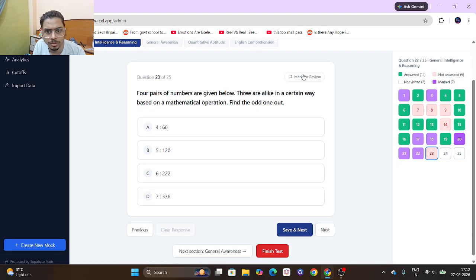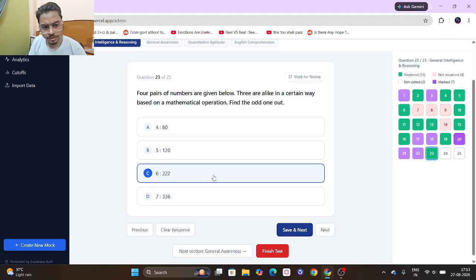Four pairs are given below. They are alike in a certain way. 4 into 15, 4 into 15, 5 into 20, and 6 into 6 cube minus 4. 7 cube plus 3, 6 cube plus 6, 7 cube plus 7. 7 cube is 343. 4 cube minus 4, 5 cube minus 5, 6 cube. Yes, so it will be this. Okay, one done.